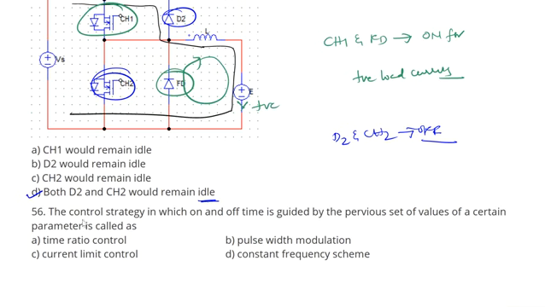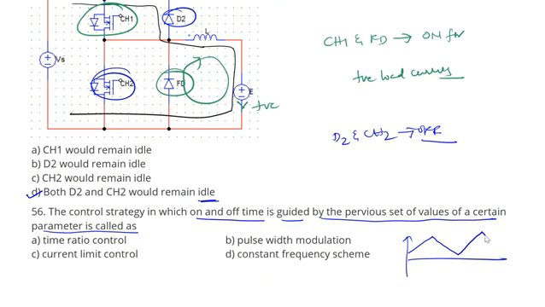56th question. The control strategy in which on and off time are guided by the previous set of values of a certain parameter is called. Generally, if you see the previous TNB paper, there is one question on the current limit control. So where the current is changing like this waveform.